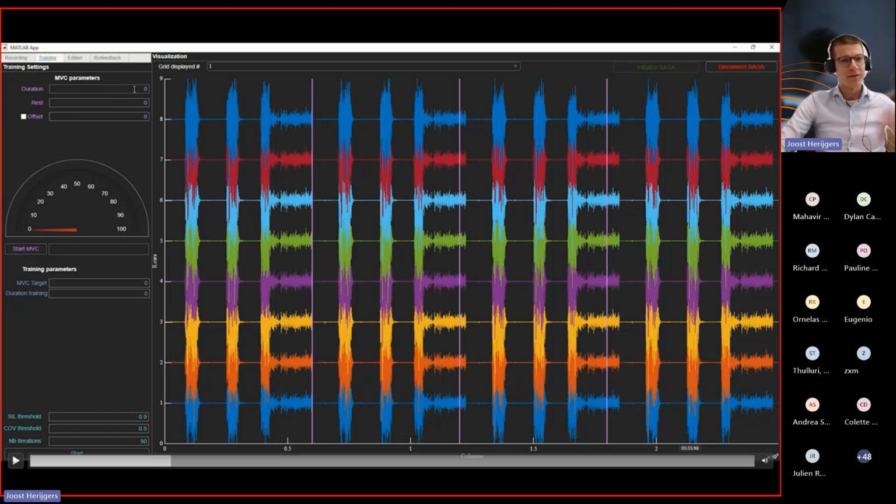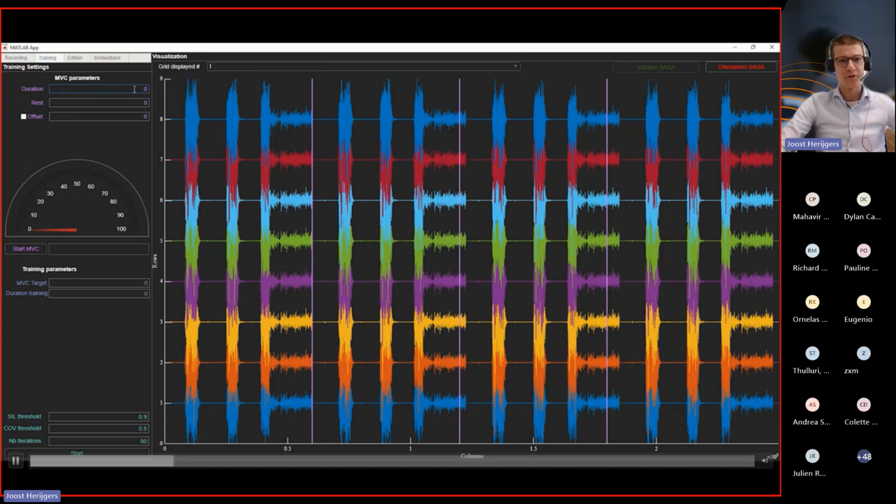So that brings us to the next step, and maybe you've spotted it, but the pane in the top left has switched from recording to training. In this phase, we're going to record the training data for the decomposition. So we start off with a maximum voluntary contraction to normalize the force recorded by the force sensor. And we do so by making some edits to the settings.